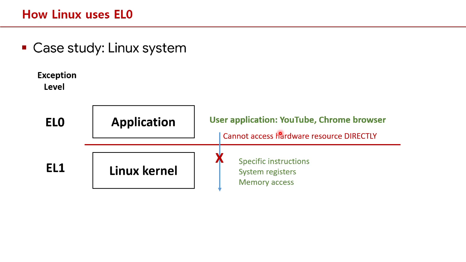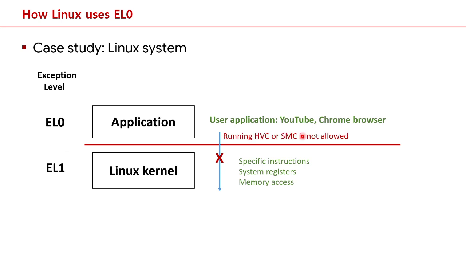But remember that some of the assembly instructions that control the hardware resource are not allowed. Here are three examples. A user application cannot access specific instructions, it cannot read the value of the system register, and it cannot write a value onto the system register, because those two components, specific instructions and system registers, are related to controlling the hardware resource. And also, direct access to particular memory is not allowed at exception level 0.